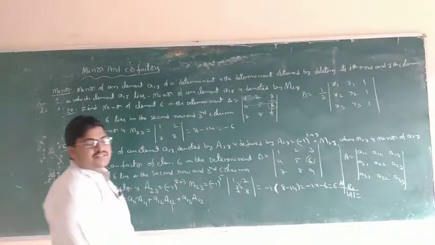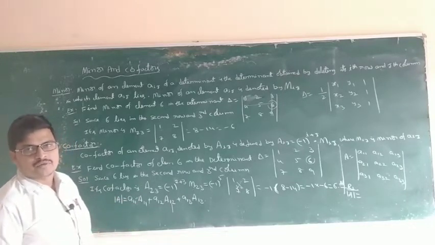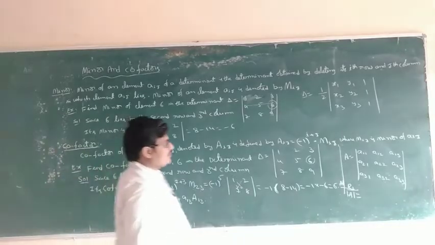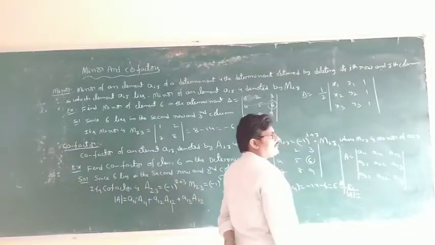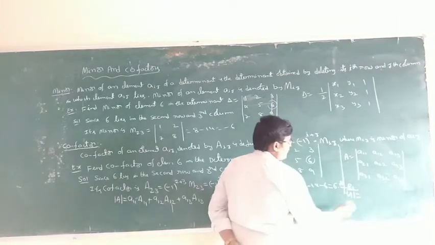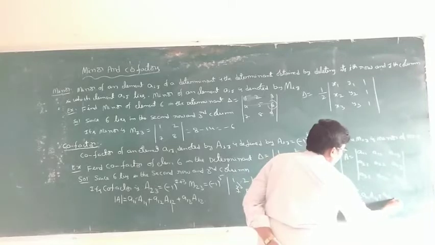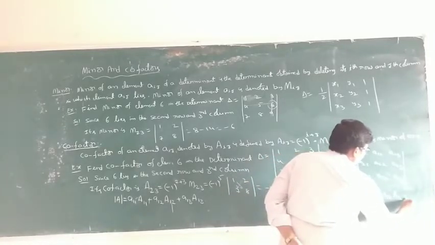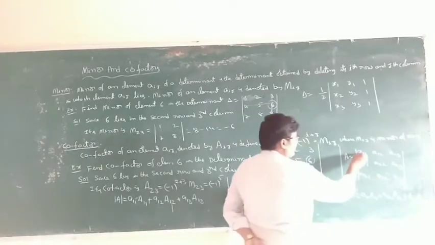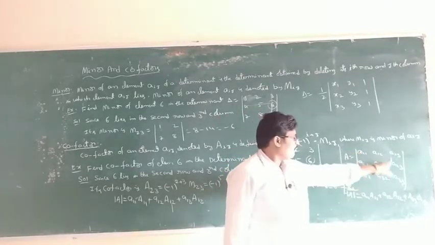Determinants are how many types? 6 ways: along row 1, row 2, row 3, and along column C1, C2, C3. So this is A. How to find the determinant? By using the cofactors and minors. So along row 1, determinant of A is equal to the first element A11 into capital A11, A12 into capital A12, plus A13 into capital A13. Element into that element's cofactor.